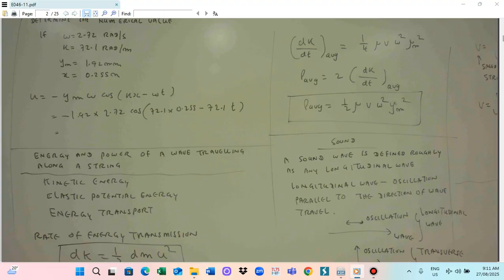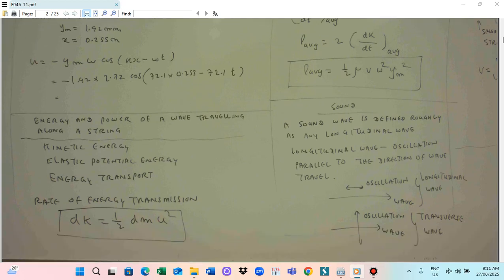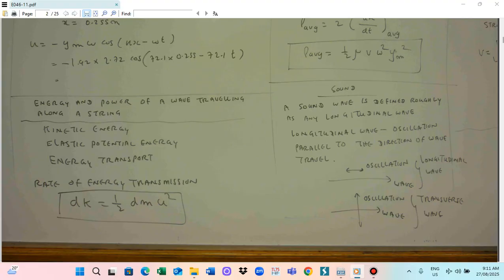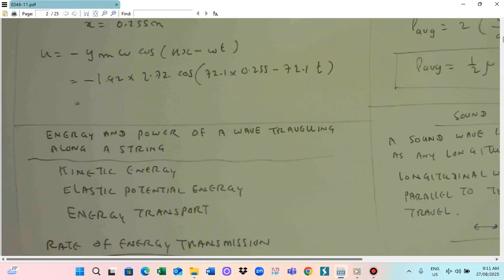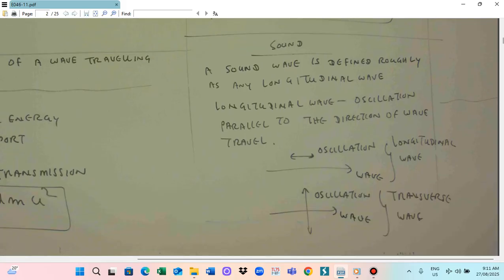Usually there is the longitudinal wave. This is an oscillation parallel to the direction of the wave travel. When the wave travels in this direction, and the oscillations are parallel to the wave, then we have a longitudinal wave. Other waves are transverse waves. When the wave travels in this direction, the oscillations happen perpendicular to it. This is the transverse wave.